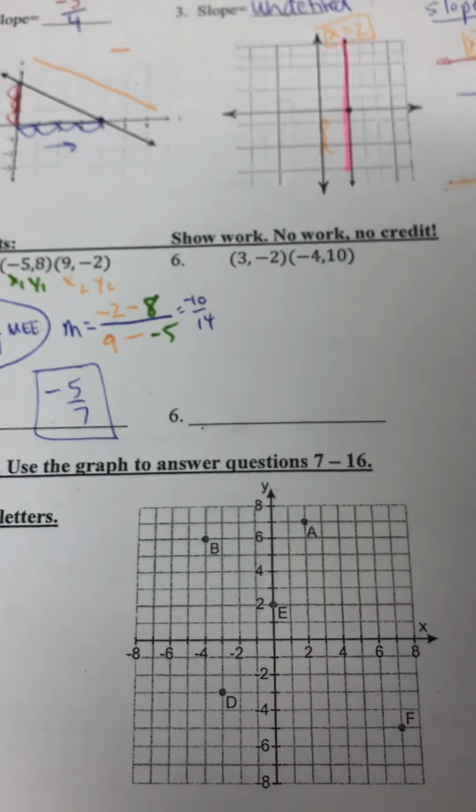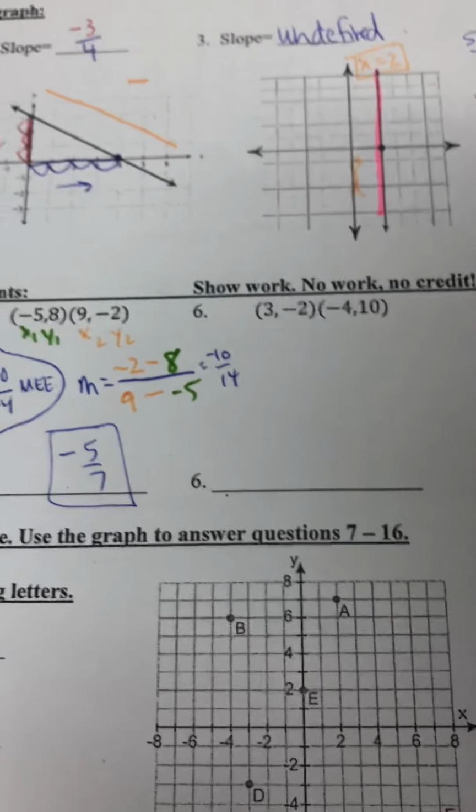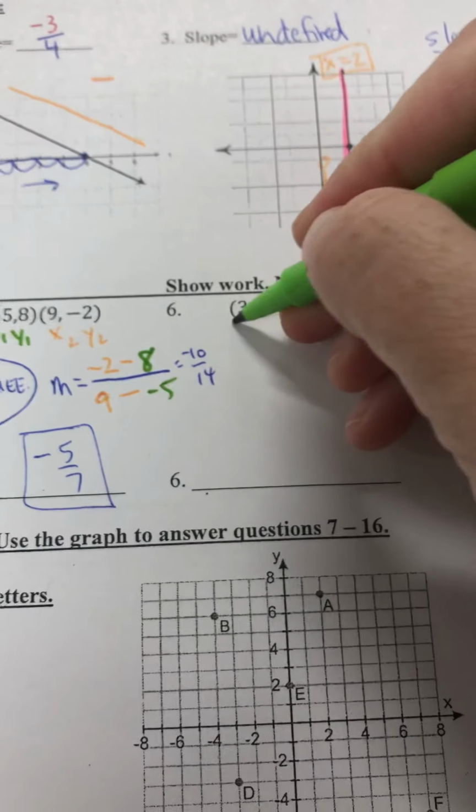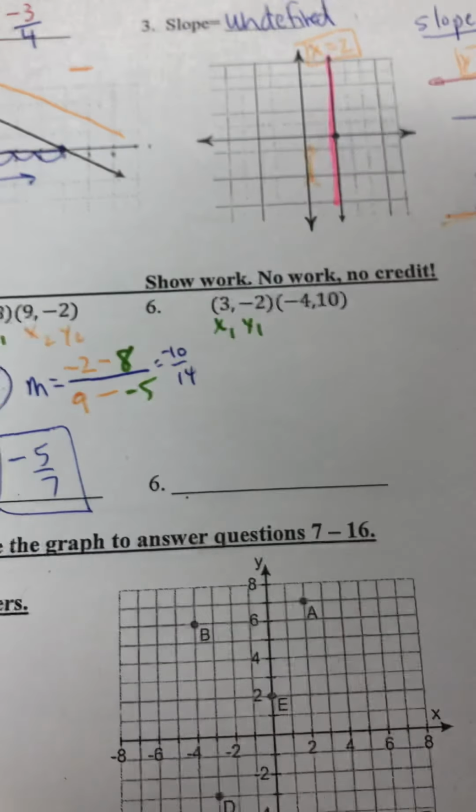And maybe you want to try this one on your own. If so, go ahead and pause it. All right, so maybe you tried it. We got x1, y1, and we've got x2, y2.